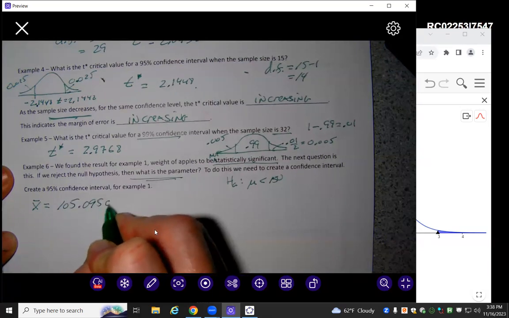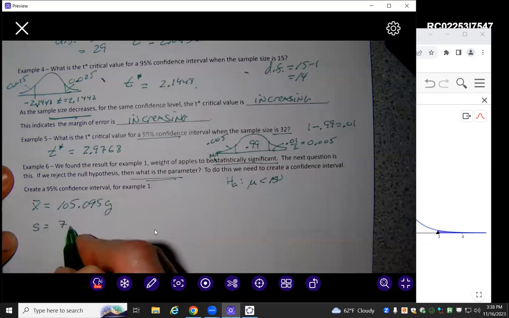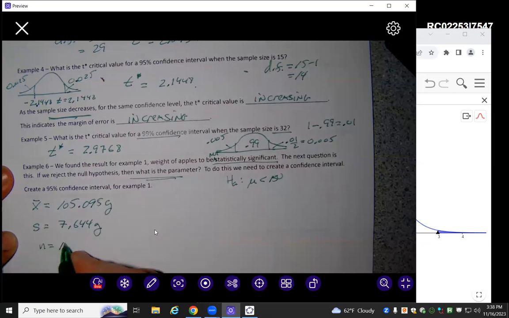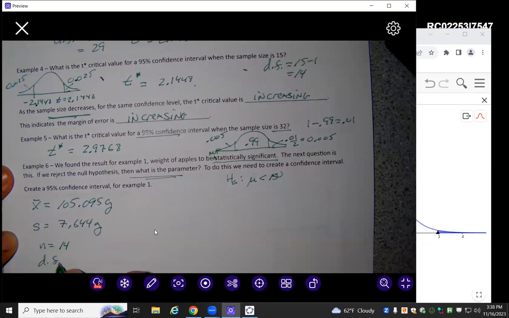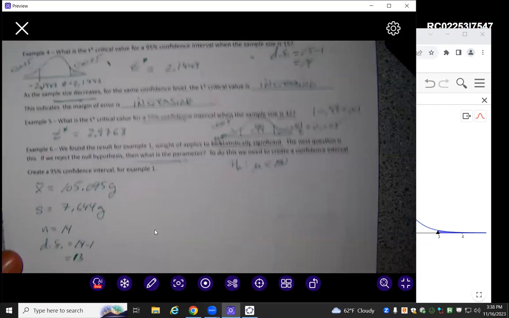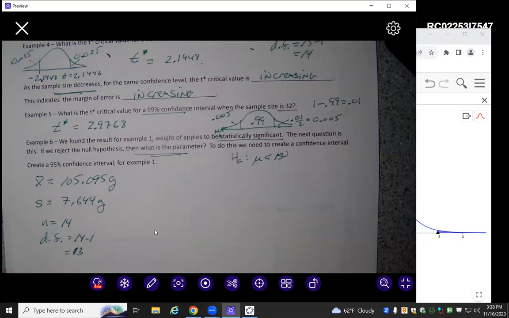105.095 grams. I had my standard deviation from the data to be 7.644 grams. My sample size was 14. So this means my degrees of freedom is going to be 14 minus 1, 13. That's going to be my degrees of freedom. I think I'm pretty good. Can't think of anything else.